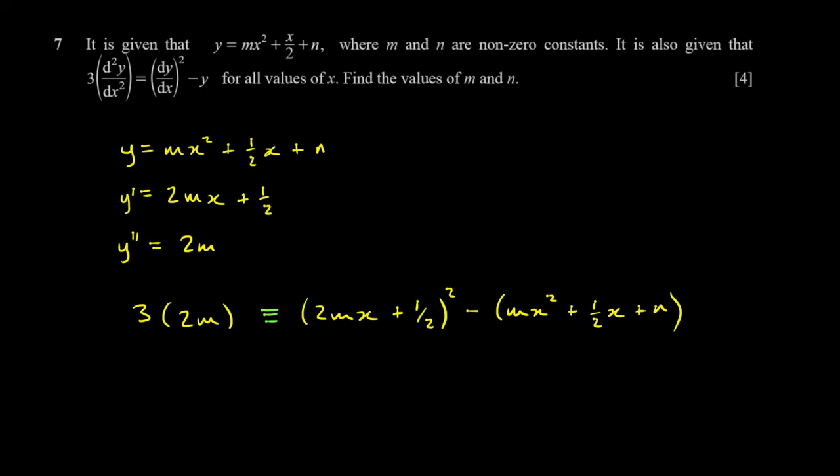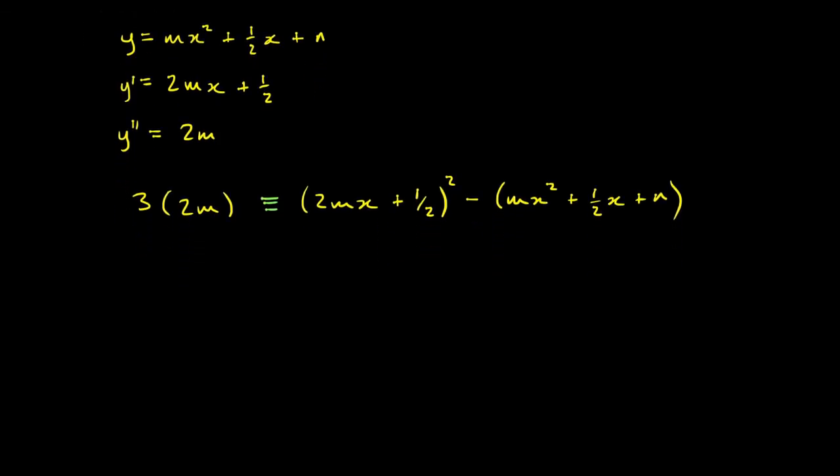Okay, now I'm going to expand this and try to simplify it a little bit. So on the left-hand side, we have got 6m. On the right-hand side, if I expand the bracket, we'll get 2mx all squared, which is 4m squared x squared. 2mx times a half is mx, but I've got 2 of them, so that's 2mx. And then I've got a half squared is a quarter. Ooh, a quarter there, sorry. I'm going to rewrite that so it's not so messy. A quarter. And minus mx squared minus a half x minus n.